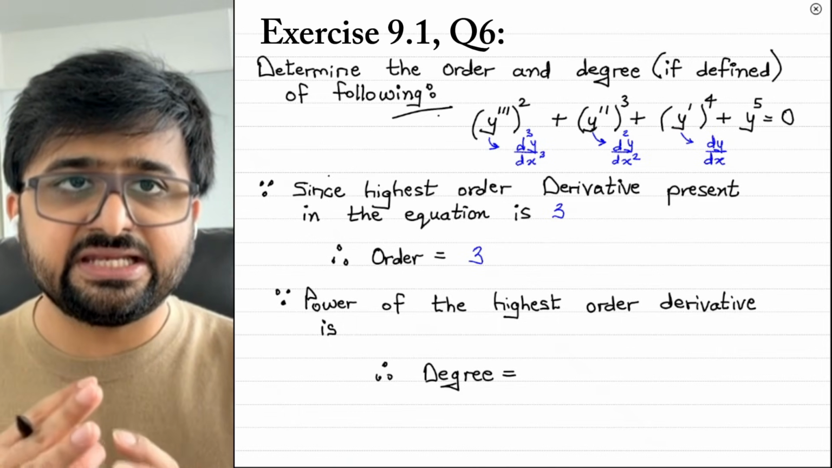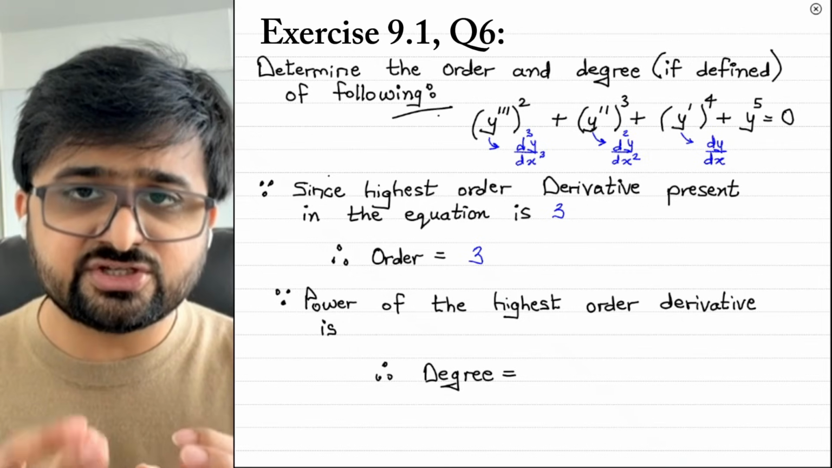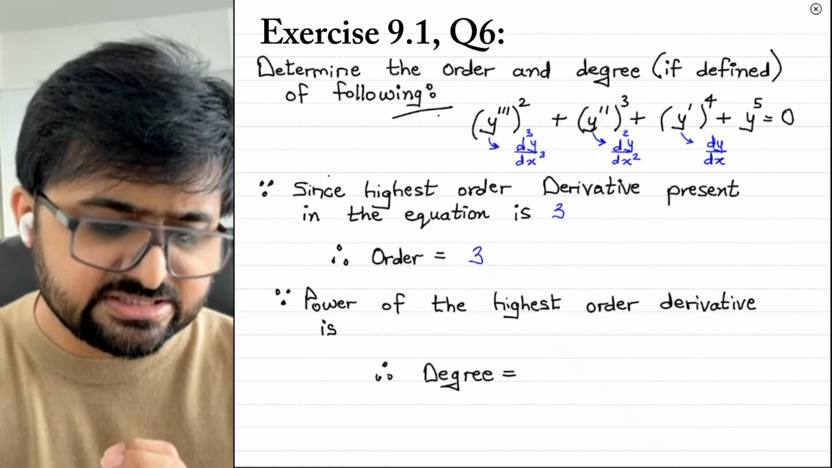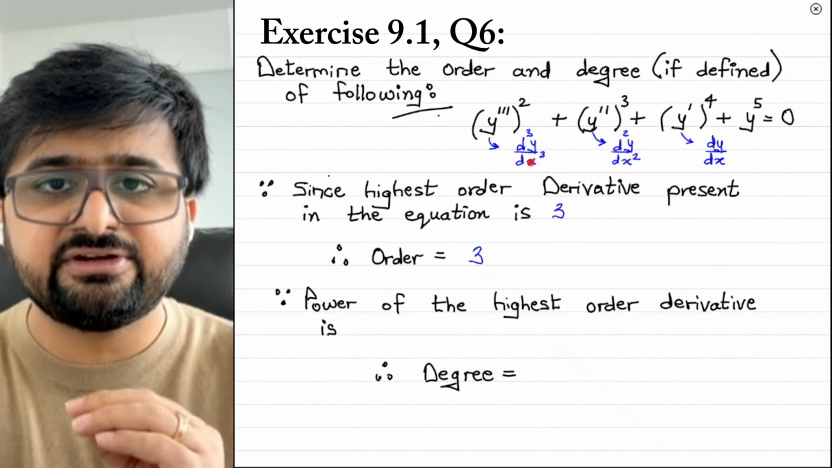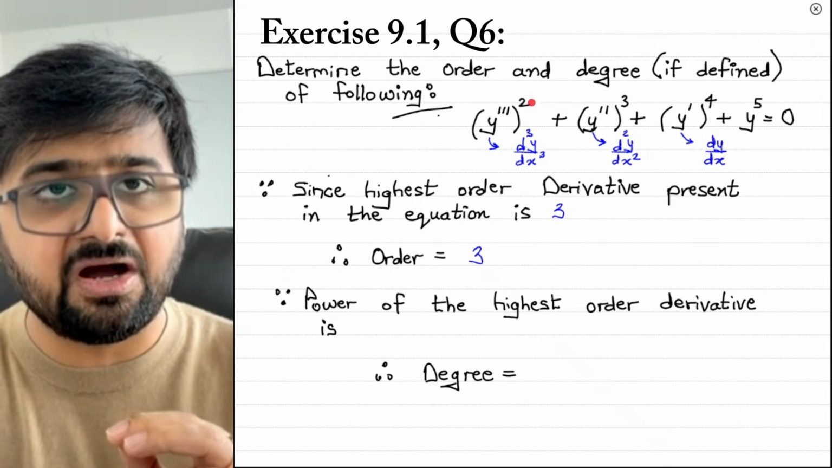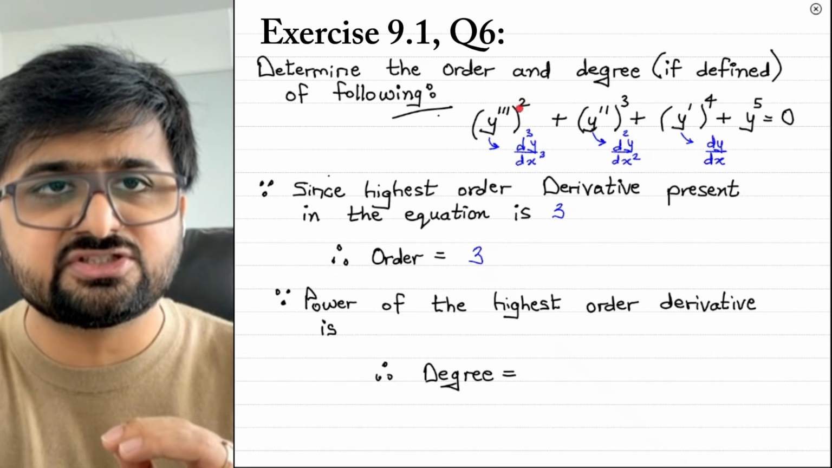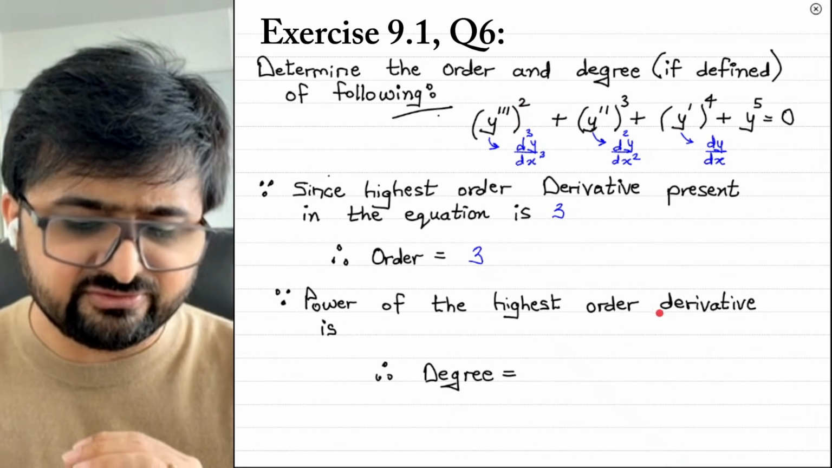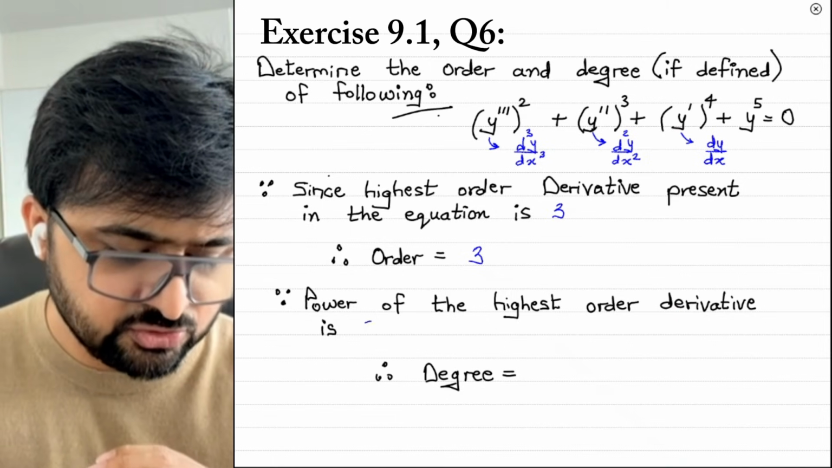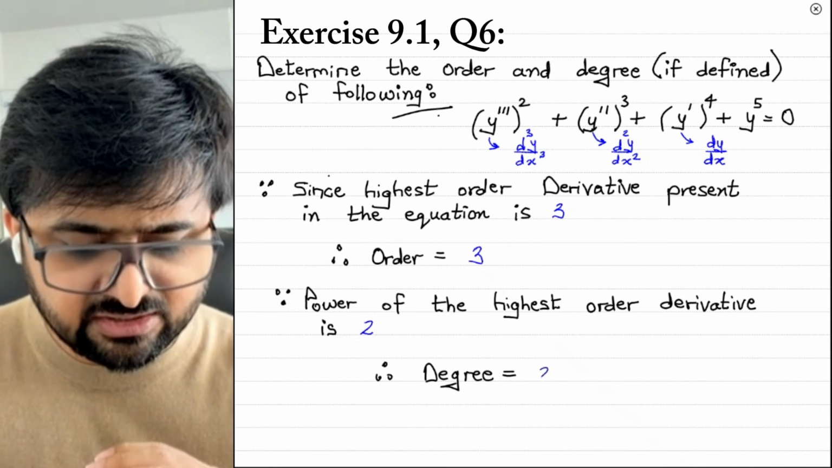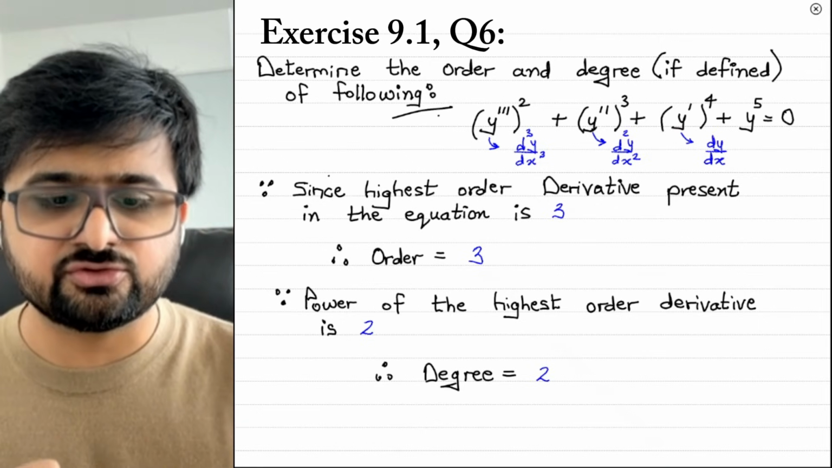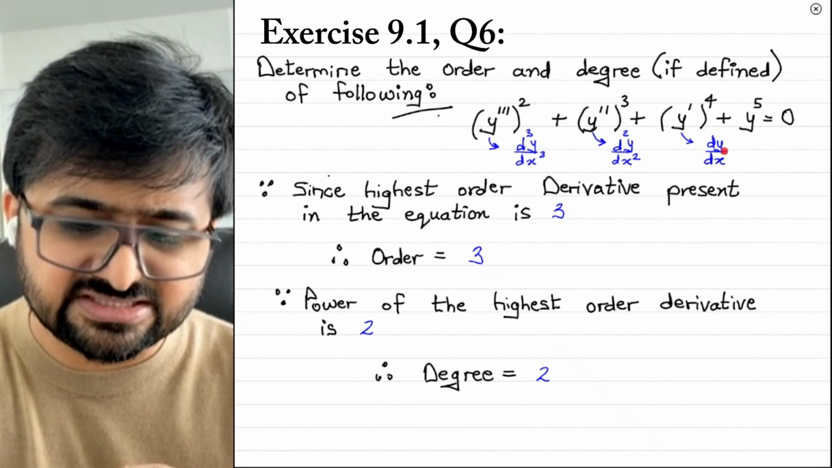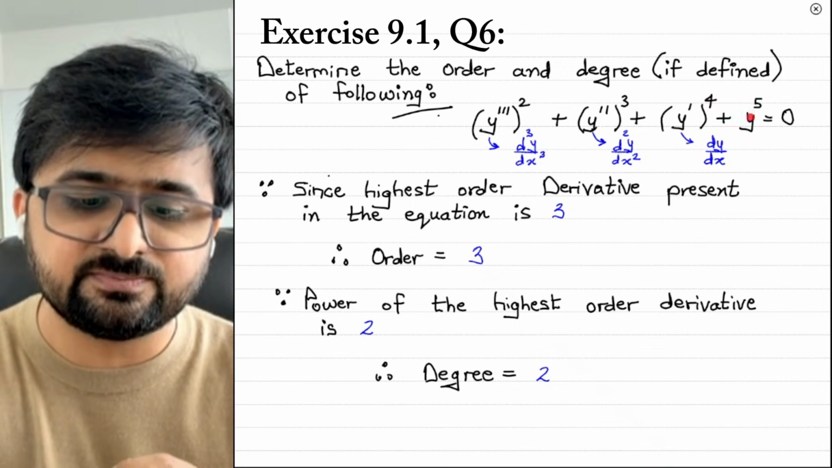Let's try to find the degree. In order to find the degree, we generally look at the power of that highest order derivative. In this case, the third order derivative is the highest order derivative, and the power of that third order derivative is 2, which is the square. So since the power of that highest order derivative is 2, the degree of this differential equation is 2. Note that d²y/dx² has power 3, dy/dx has power 4, and there is also power 5.